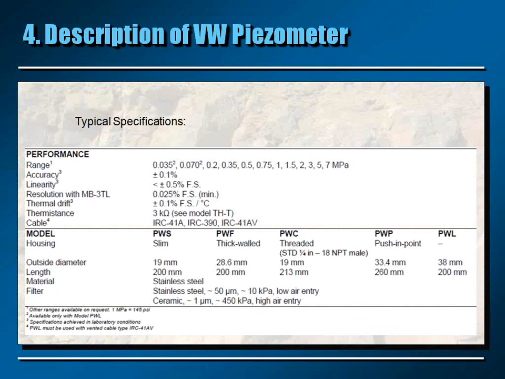Okay, now here are the typical specifications of the vibrating wire piezometers. First, you can see the range. You can see that the range can go, in that case, from 35 kPa to 7,000 kPa.